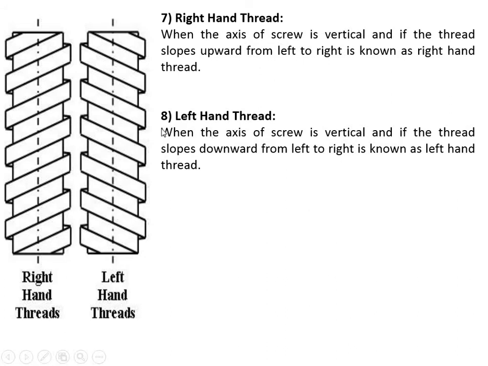Now next is a left hand thread. When the axis of the screw is vertical, as you can see in this diagram, and the thread slopes downward from left to right, it is known as a left hand thread. So in a right hand thread the threads slope in an upward direction from left to right, and in case of a left hand thread they slope downward from left to right. These two arrangements are the most important to know which type of thread it is.